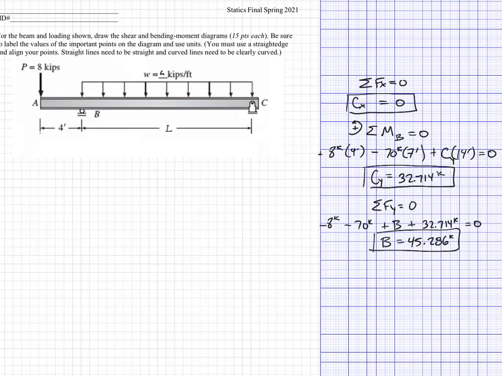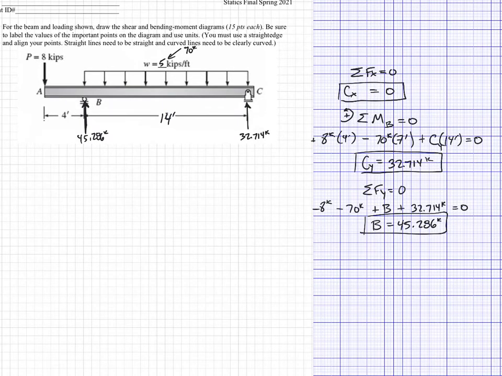Okay, so this is a 5 kips per foot. This is 14 feet. Okay, and B, I'll go ahead and make, well, they can be in black. It doesn't matter, right? I should be able to see these. So B is 45.286 kips. C, or CY, is 32.714 kips, right? And the total effect of this 5 and this 14 is 70 kips. And that just can be helpful to know as we move along here.